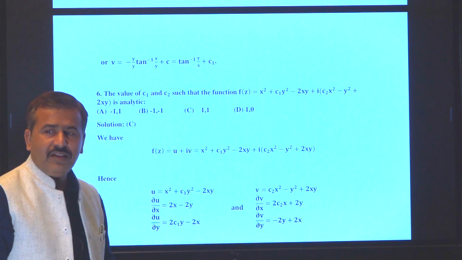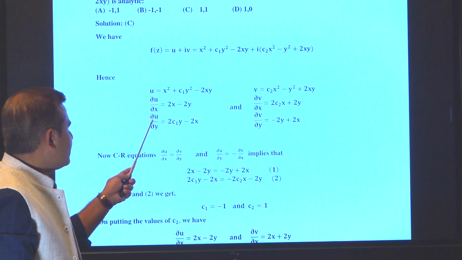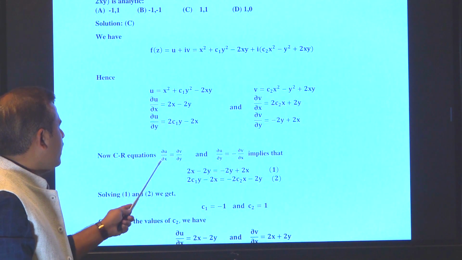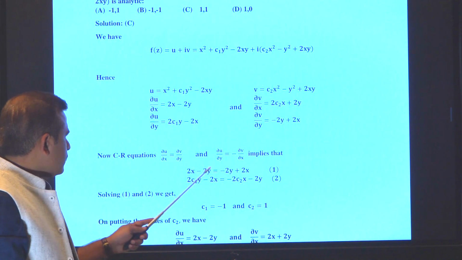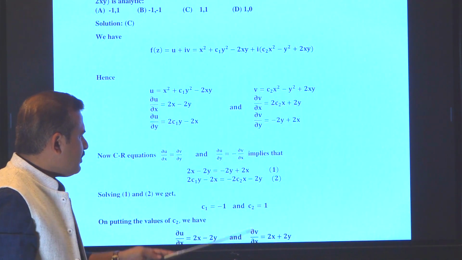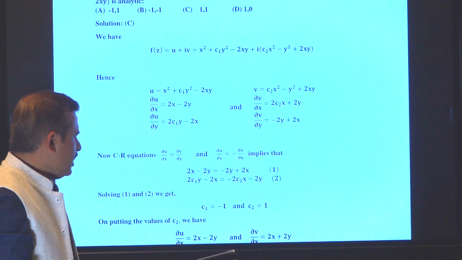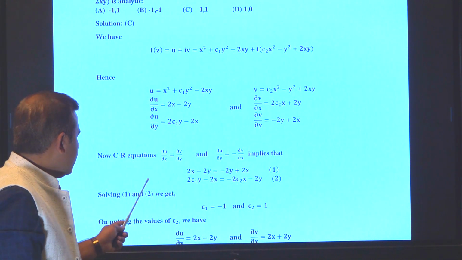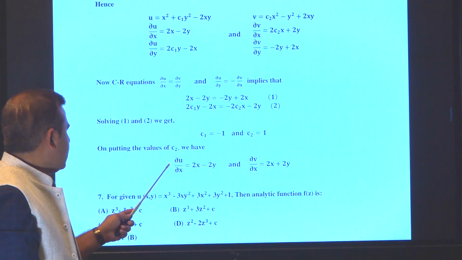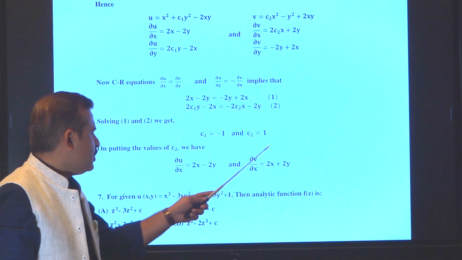So you just define the values of u and v, and after getting the values of u and v, ∂u/∂x, ∂u/∂y, ∂v/∂x, and ∂v/∂y. We conclude here by using the CR equation, we just have to define the two equations, and after simplification of these two equations, we will find the values of C1 and C2. When we substitute the values of C1 and C2, ∂u/∂x becomes 2x minus 2y, and ∂v/∂y becomes 2x plus 2y.